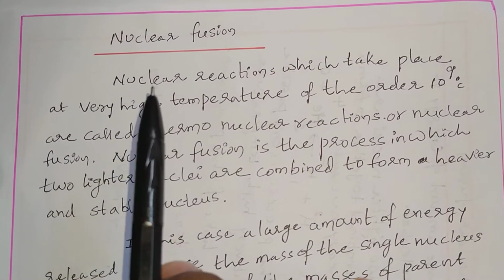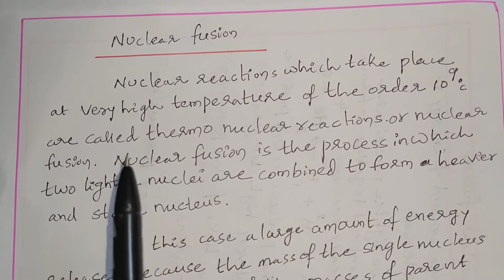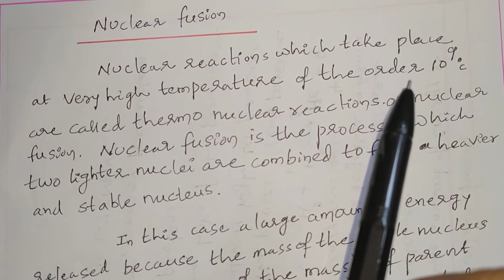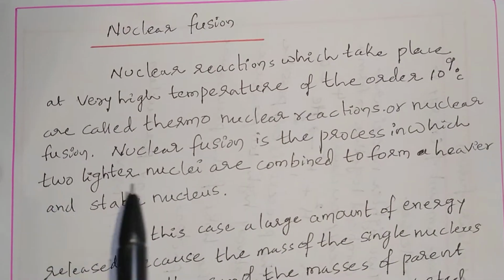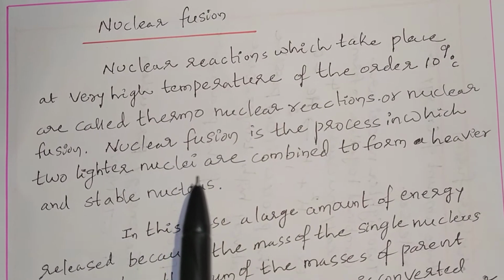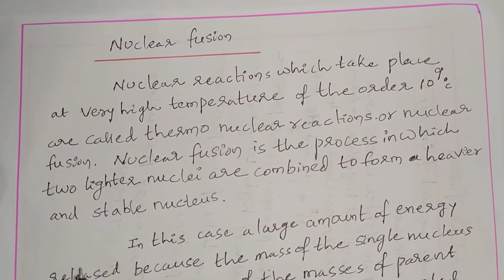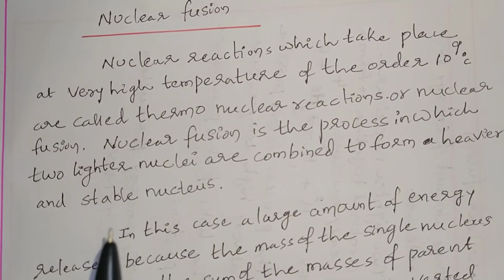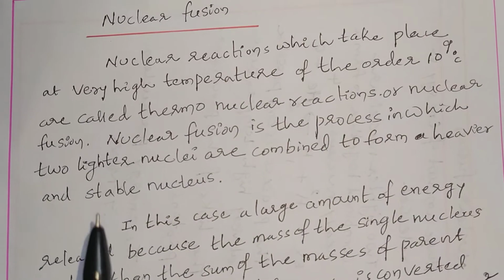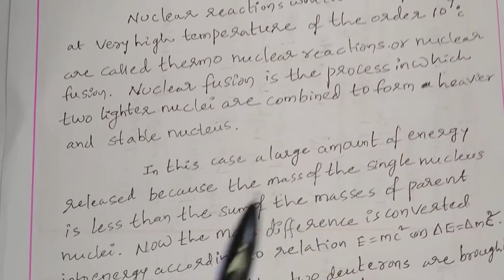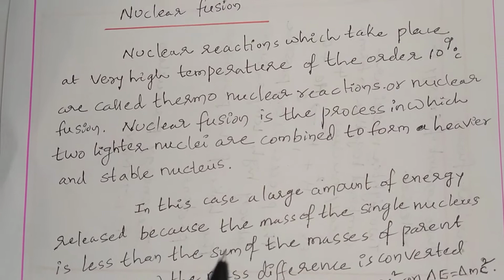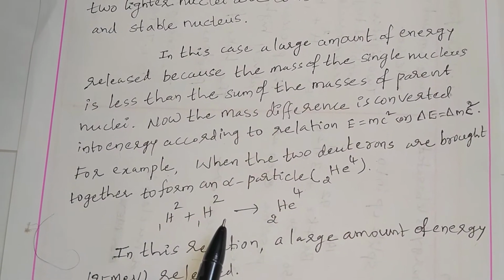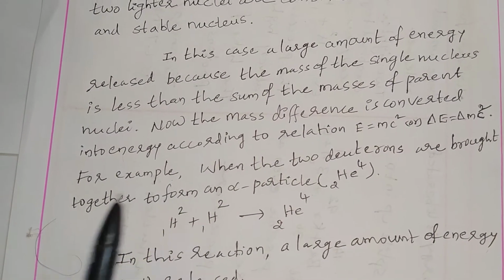So nuclear fusion refers to nuclear reactions which take place at a high temperature, of the order of 10 power 7 degrees centigrade or 10 power 9 degrees centigrade. These are called thermonuclear reactions or nuclear fusion. The two lighter nuclei are combined to form a heavier and stable nucleus, which is known as nuclear fusion. In this case, a huge amount of energy is released because the mass of the single nucleus is less than the sum of the masses of the parent nuclei.